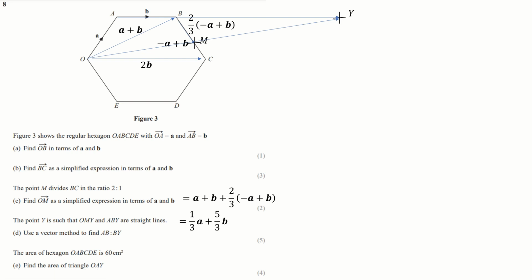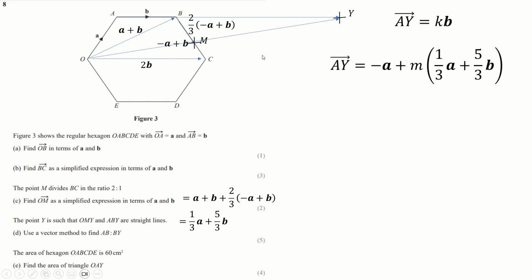So what I first started talking about was A to Y is clearly just kB, because it's a straight line, right? So k is some number bigger than 1. You just multiply B up by some number, you get all the way to Y. So that's fine. And another way, though, of describing A to Y, we could say it's minus A plus O to Y.